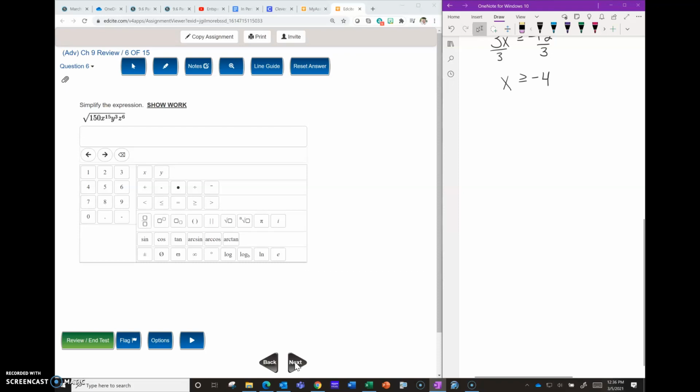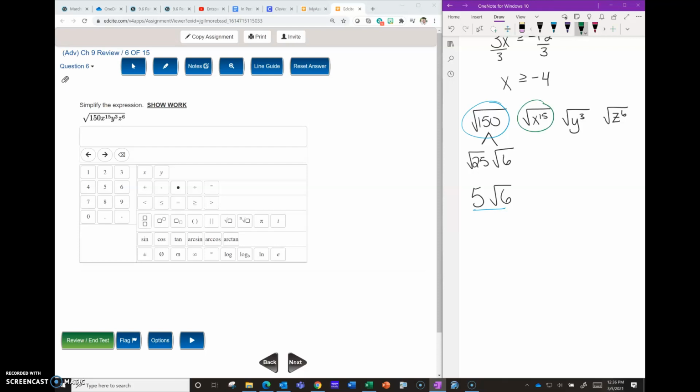This is another one that asks you to show work. You've got the square root of 150, the square root of x to the 15th, the square root of y to the 3rd, and the square root of z to the 6th. For 150, you want to break this into a perfect square times another number. So we do 25 and 6. The square root of 25 is 5. So this term becomes 5 times the square root of 6.